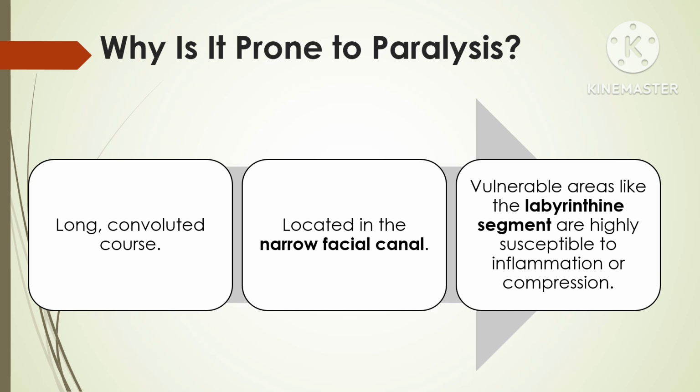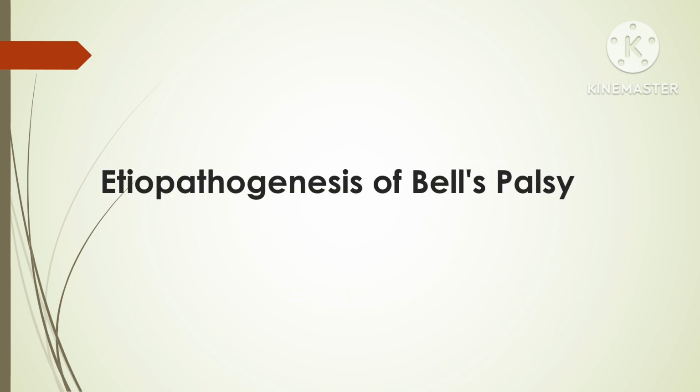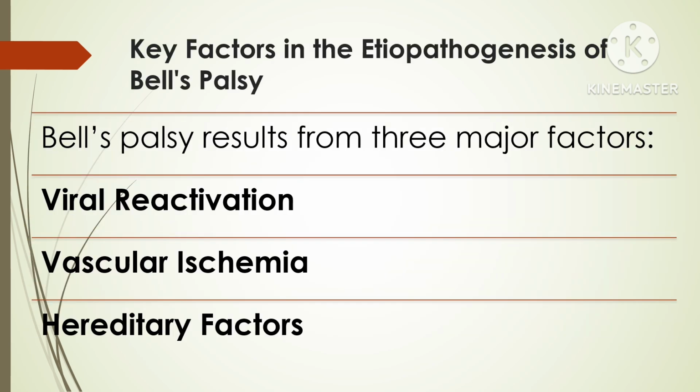Now we will discuss the etiopathogenesis of Bell's palsy. Bell's palsy results from 3 main factors. First is viral reactivation, then vascular ischemia, and hereditary predisposition. These factors lead to inflammation, compression, and damage to the facial nerve, particularly in its narrow bony canal.